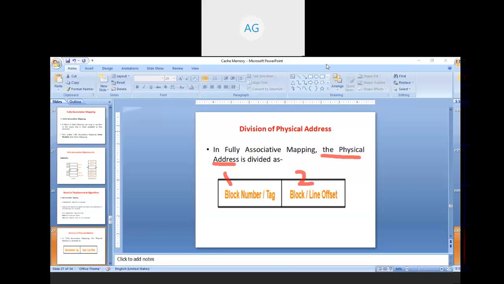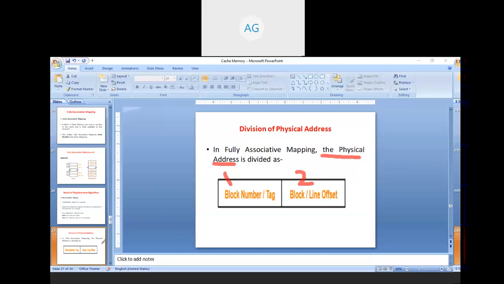So all of you understand the concept of fully associative mapping? Just write in the chat box. Okay. So moving to the next slide.